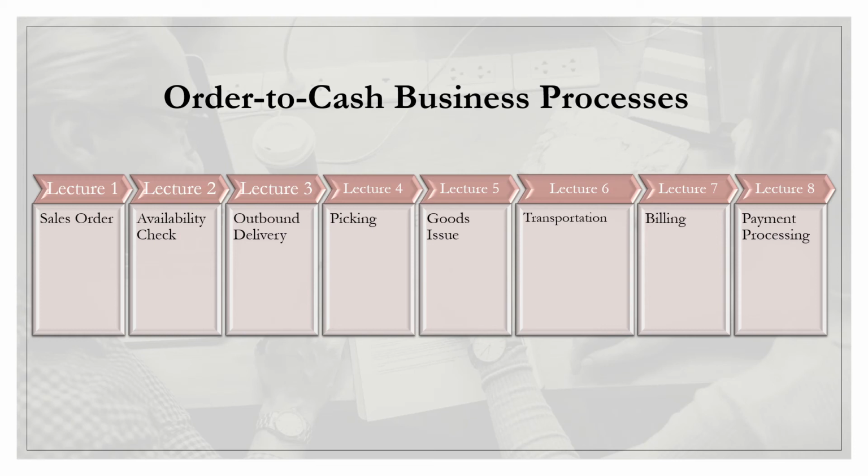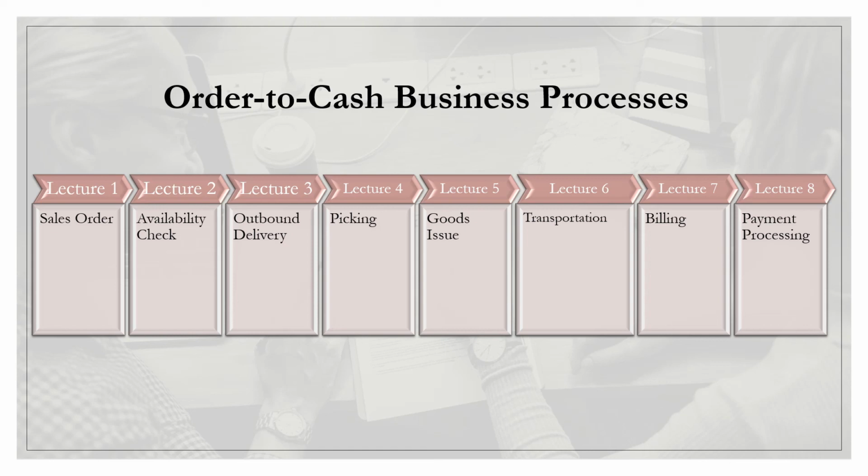So just realize there are other steps that could be involved outside of these 8 steps, but these are the 8 core steps that are involved in order to cash business processes. So we start out with creating a sales order, then we move on to checking to see if the product or service is available, and then an outbound delivery document is created. Then the warehouse will pick and pack it, and once it's picked and packed in the warehouse, then we can post goods issue, and it will be sent off through transportation.